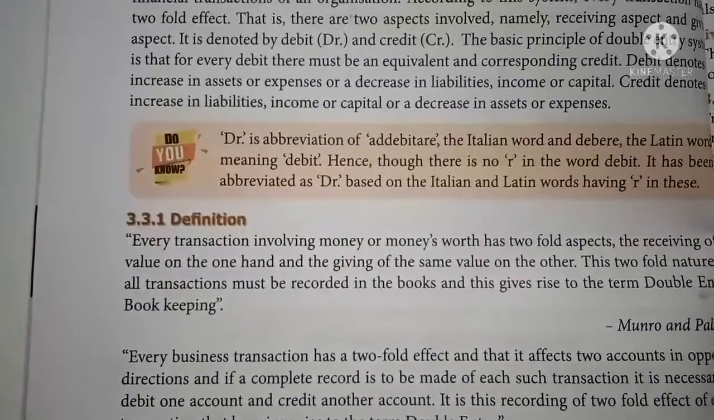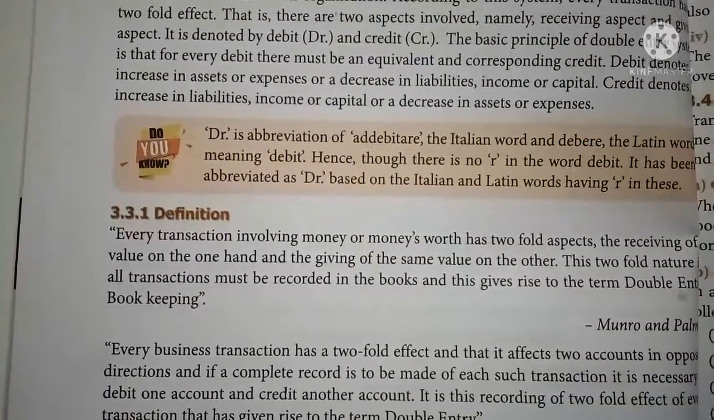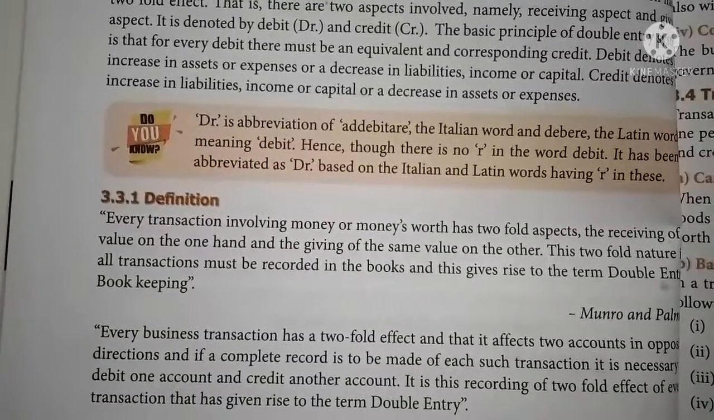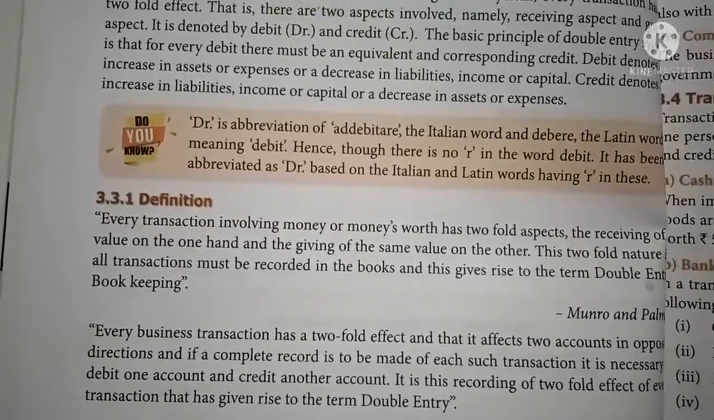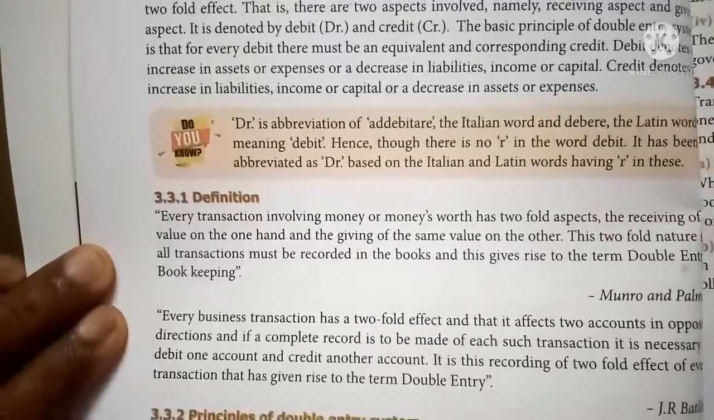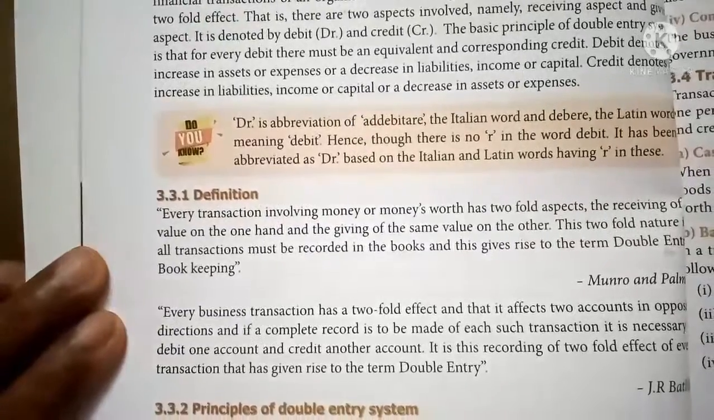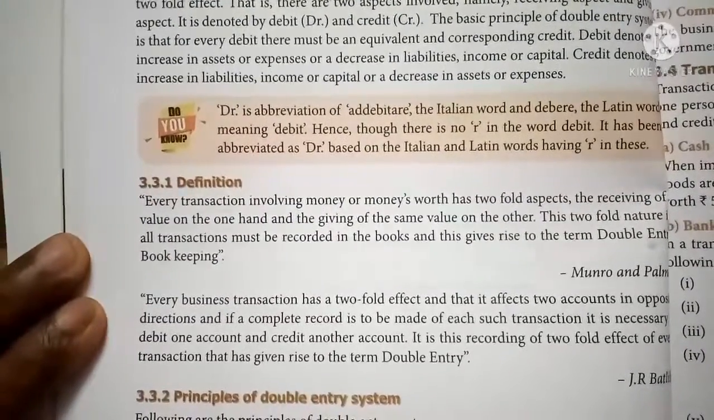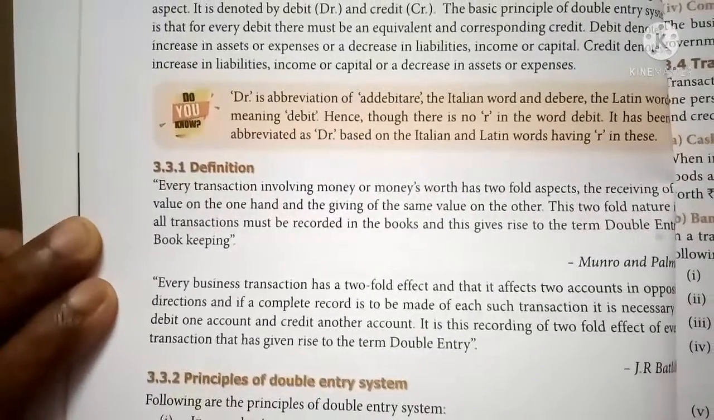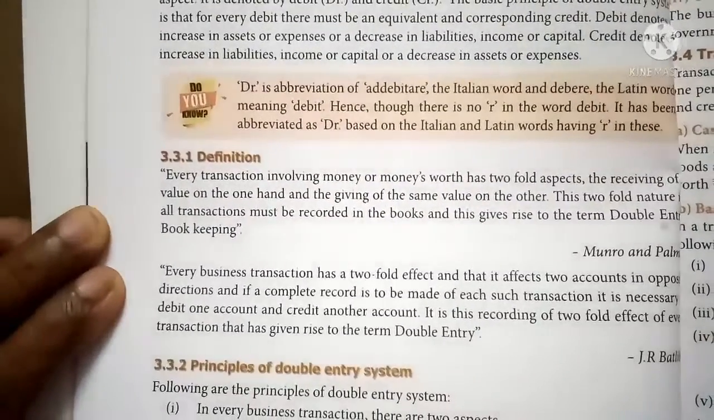From the definition point of view, every transaction involving money or money's worth has a twofold aspect: the receiving of value on the one hand and the giving of the same value on the other hand. So we should record both aspects in the business transactions, both the debit aspect and the credit aspect. This twofold nature of all transactions must be recorded in the books, and this gives rise to the term double entry system of bookkeeping.